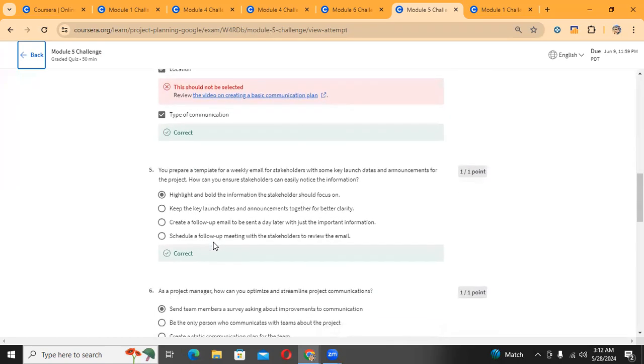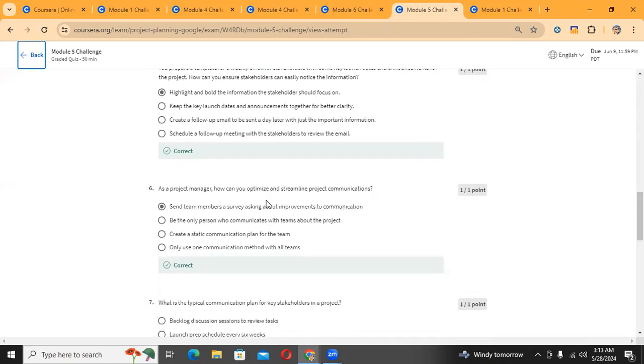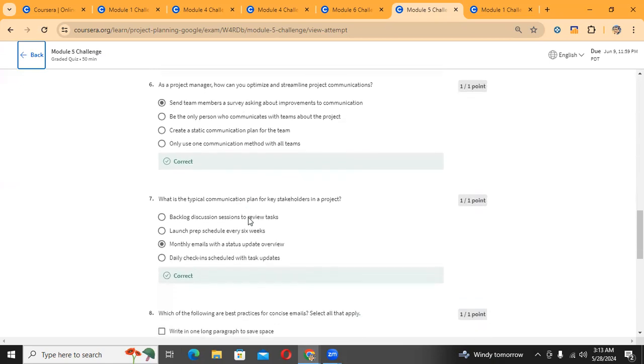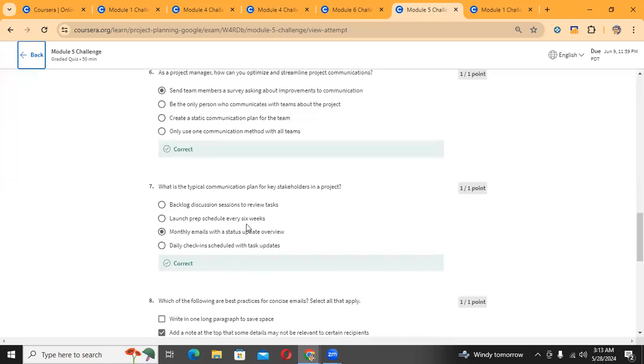So in the fifth question, the answer is highlight and bold the information. Highlighting and bolding key points ensures that the stakeholder can quickly identify and focus on the most important details in an email. And from the sixth question, the answer is send teams. Sending team members a survey helps identify areas for improving the streamline. So in the seventh question, the answer is monthly emails with a structured status update overview.